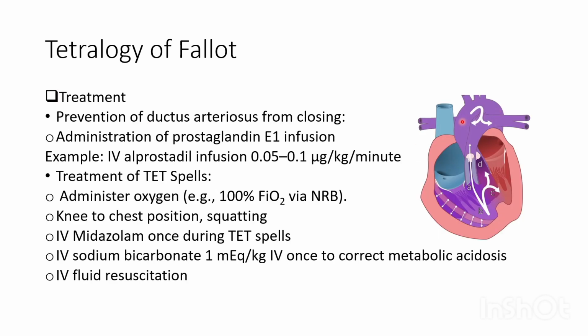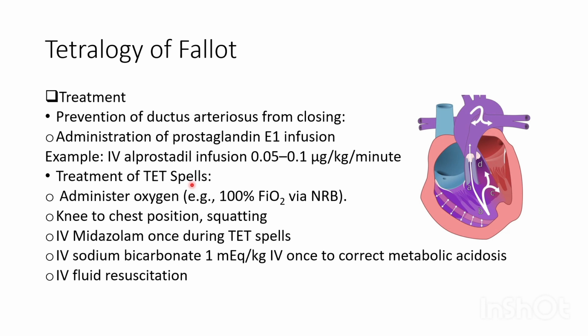In neonates, there is a connection between the aorta and pulmonary trunk called patent ductus arteriosus. Due to patent ductus arteriosus, some of the blood from the aorta can enter the pulmonary trunk and then the pulmonary circulation for oxygenation. This reduces cyanosis. So our first aim of treatment is to keep the patent ductus arteriosus open. Prevention of ductus arteriosus from closing: administration of prostaglandin E1 infusion keeps the patent ductus arteriosus open. For example, IV alprostadil infusion. The dose of alprostadil is 0.05 to 0.1 microgram per kg per minute. This will keep the ductus arteriosus patent.